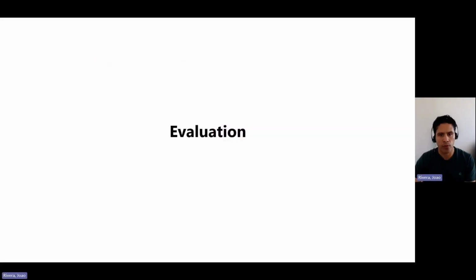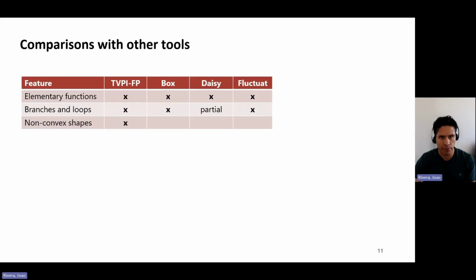Okay, we go now into our evaluation section, and we compare TVPI-FP with other tools to analyze floating-point programs. In particular, I will show the results against bots, DAISY, and Fluctuat. Fluctuat uses the zonotope domain, whereas DAISY uses the box domain, but it also incorporates SMT solvers in order to shrink even further the ranges of the variables. All of them support elementary functions.